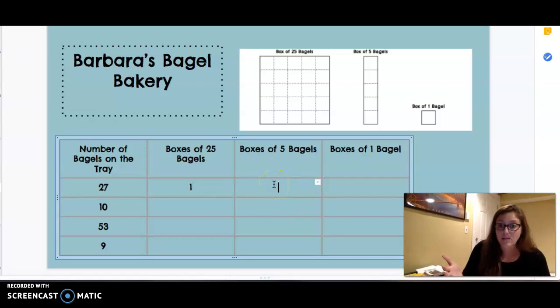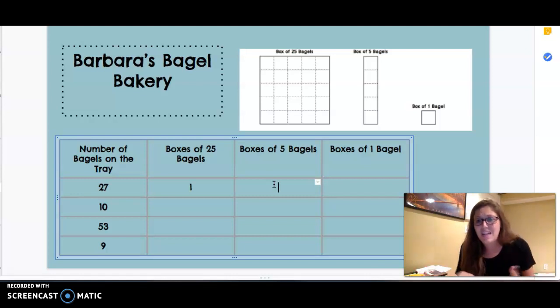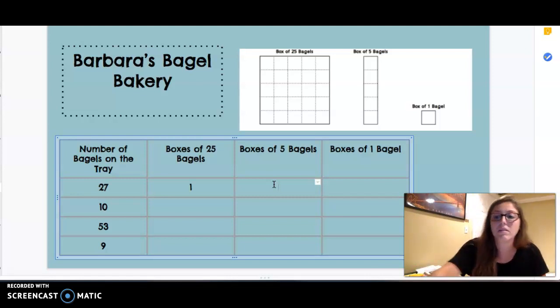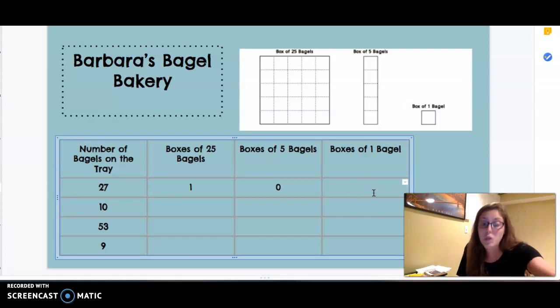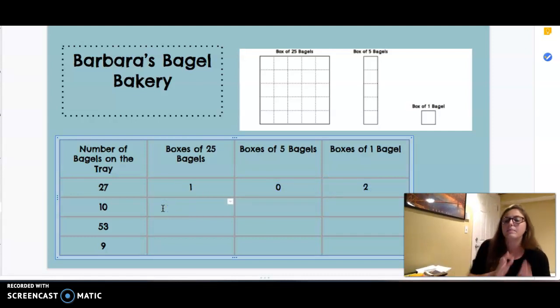Boxes of 5 bagels, well, I know that Bob only has 2 bagels left in this order. So he wouldn't use a box of 5 bagels because he'd have 3 open spaces. So I'm going to write 0. Boxes of 1 bagel, I know he has 2 bagels left. So he's going to use 2 boxes of 1 to fill this order. So to recap, for a tray of 27 bagels, Bob uses 1 box of 25, 0 boxes of 5, and 2 boxes of 1. Let's try the next one.